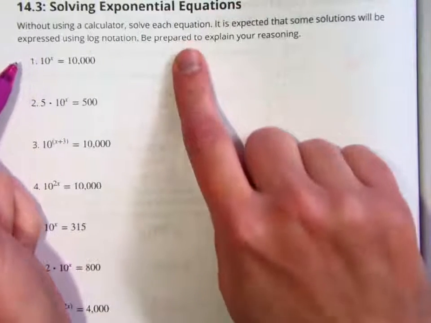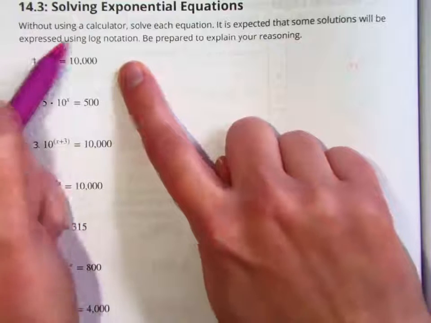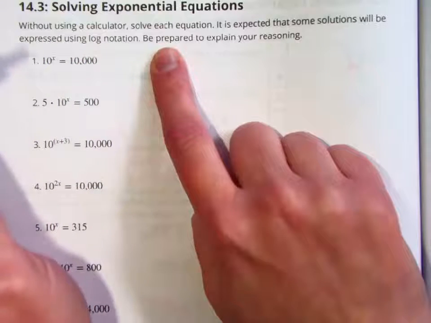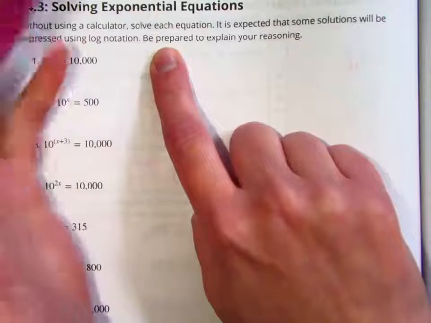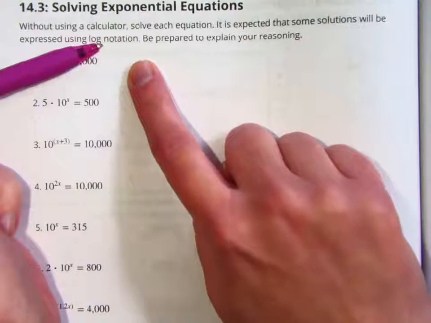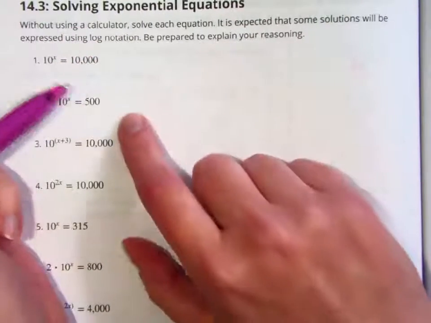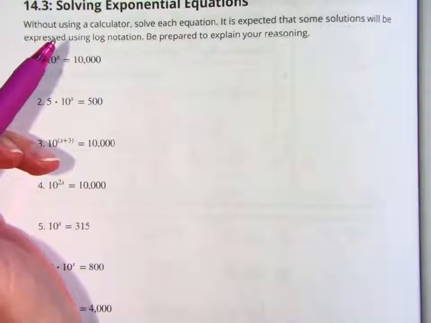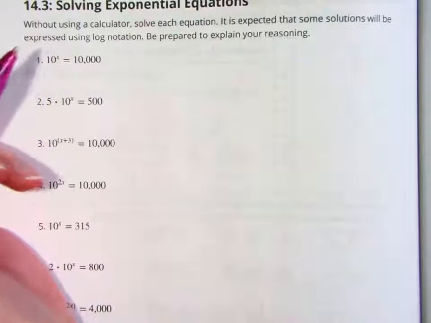Solve each equation. It's expected that some solutions will be expressed using log notation. Remember how we talked in class maybe about how there are rounding times that we can go to 3 decimal places, and there's times we're going to need to keep it in log notation to be exact. So we're just going to try to get exact if we can, and if we can't, then we're going to stop and just leave it in log form. That's all that's telling us.